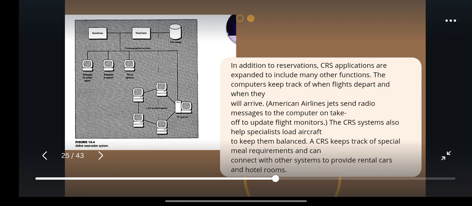American Airlines jets send radio messages to the computer on takeoff to update flight monitors. The CRS system also helps specialists load aircraft to keep them balanced. A CRS keeps track of special meal requirements and can connect with other systems to provide rental cars and hotel rooms.